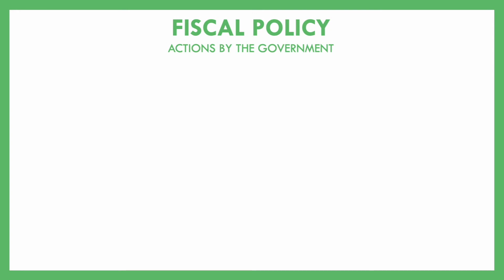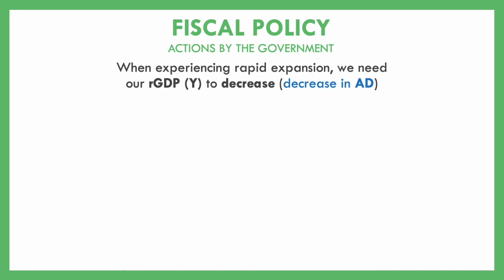Now, on the flip side, we might have some contractionary policies that need to be implemented whenever we're experiencing rapid expansion, right? Whenever we're experiencing rapid expansion and we need to pump the brakes a little bit, bring our economy back to its normal sustainable rate, there are policies, again, that can be taken by the government or by the Federal Reserve in order to do that. So in order to slow the growth of our GDP, we need that to decrease, which is also seen as a decrease in our aggregate demand curve.